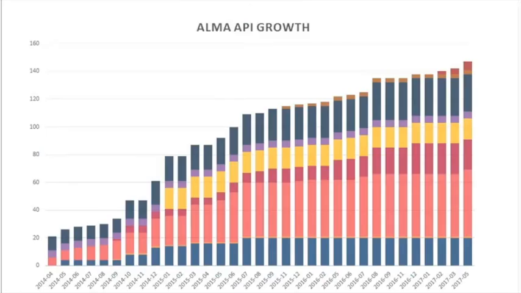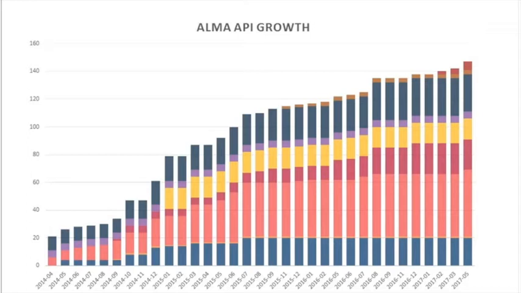We have a growing number of APIs. This graph is showing you the number of APIs. You will see in May of 2017, it was around 140. I don't have the latest figure, but I imagine it will be a little bit higher.